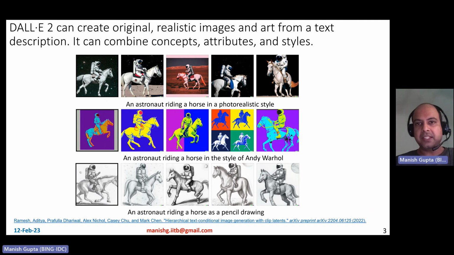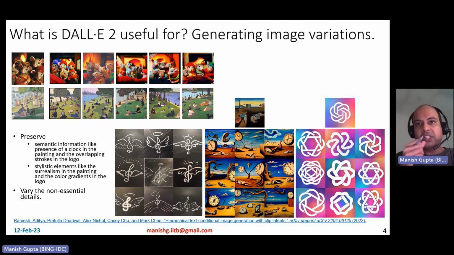It can combine concepts, attributes, and styles. For example, these are images of an astronaut riding a horse in different styles: in photorealistic style, in the style of Andy Warhol, or drawn as a pencil drawing. DALL-E 2 can also be useful for generating image variations. For example, given these original images, you can generate all of these 5 variations.